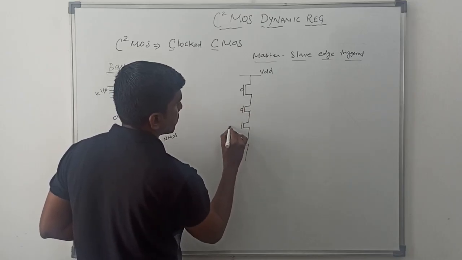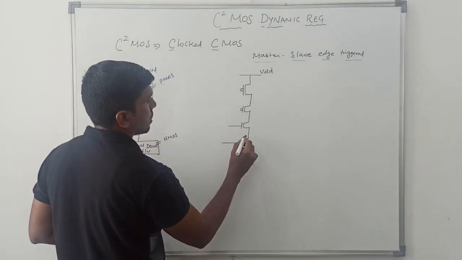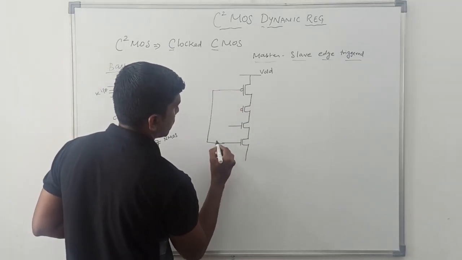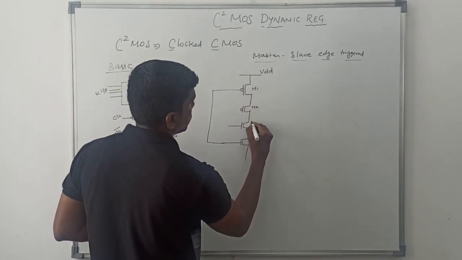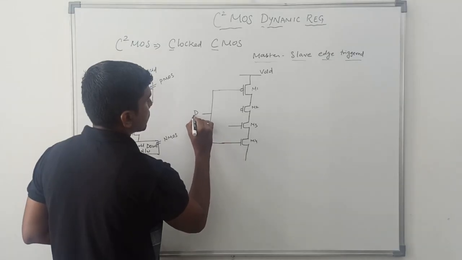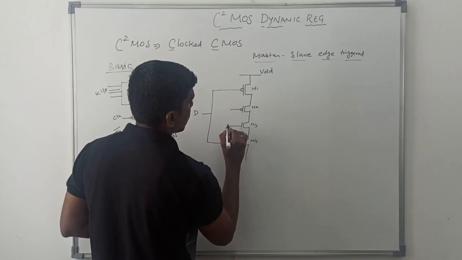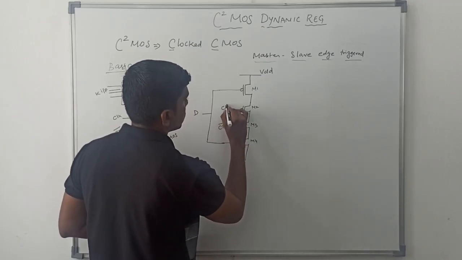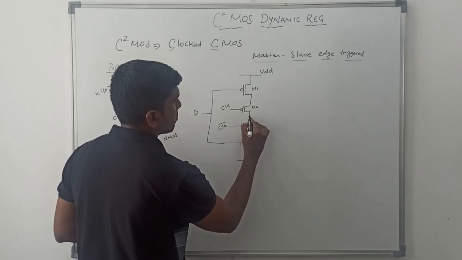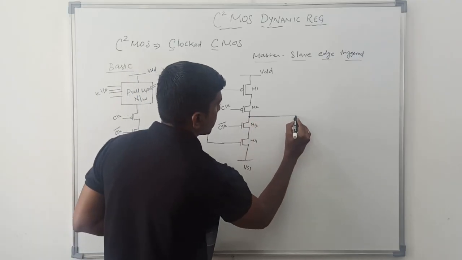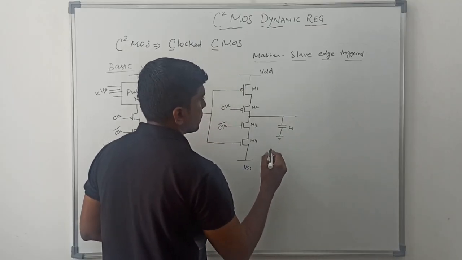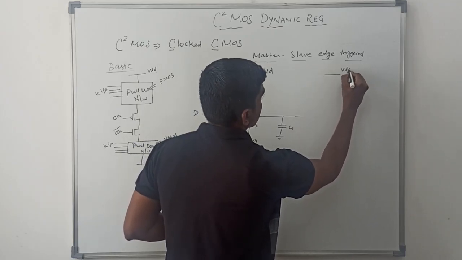So the first two transistors are considered PMOS transistors and the next two transistors are NMOS transistors. So these transistors are M1, M2, M3, M4. M1 and M4 are interconnected and D is the input. So clock bar, then clock, VSS. So output is taken from here, between M2 and M3 we get the output value. C1 is the capacitance, then VDD.